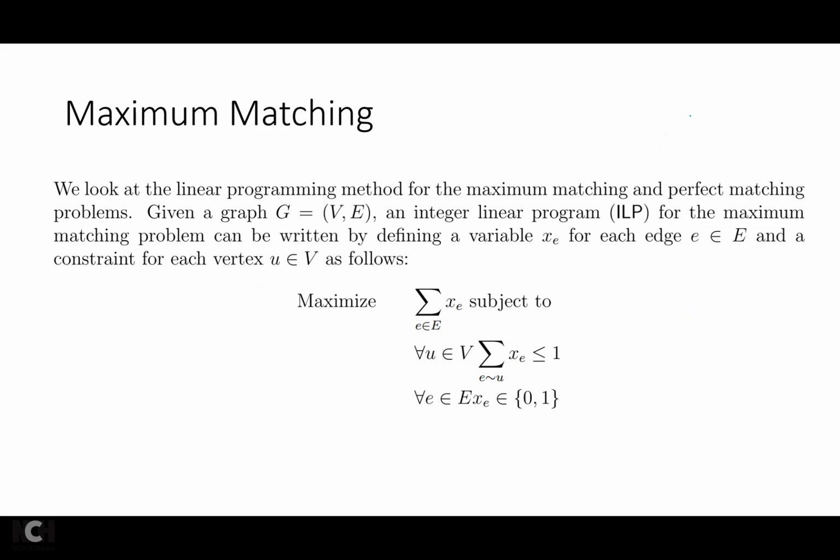And in this case, since we want to select edges, we use a decision variable x_e corresponding to whether this edge is selected or not selected. We want to maximize that. And the constraint is that for each vertex, all the adjacent edges selected should sum to smaller than or equal to 1.